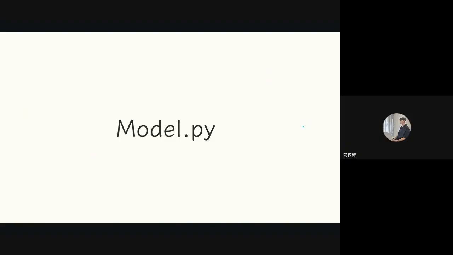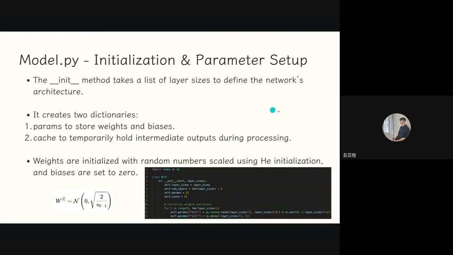Hello, everyone. Today I'll give a quick tour of our model.py file. This file builds a simple MLP from scratch using NumPy, setting up the network structure, initializing weights and biases, and getting everything ready for training. Oh yes, let's dive in. So, all right, move on to the initialization process.